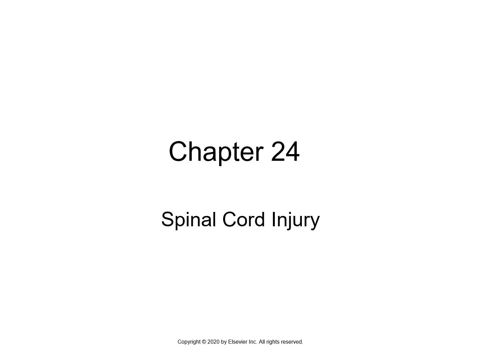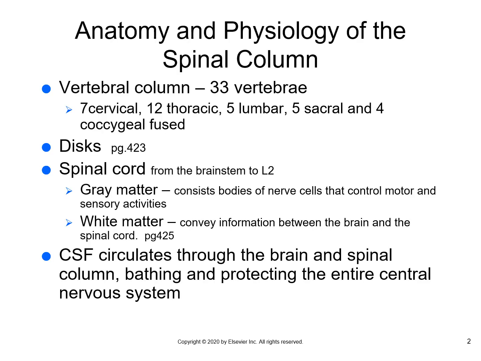Chapter 24, Spinal Cord Injury. Before we talk about the types of spinal cord injury, let's talk about the anatomy and physiology of the spinal column first. What we want is a normal, intact spinal cord, so that the spinal cord can actually do its function.